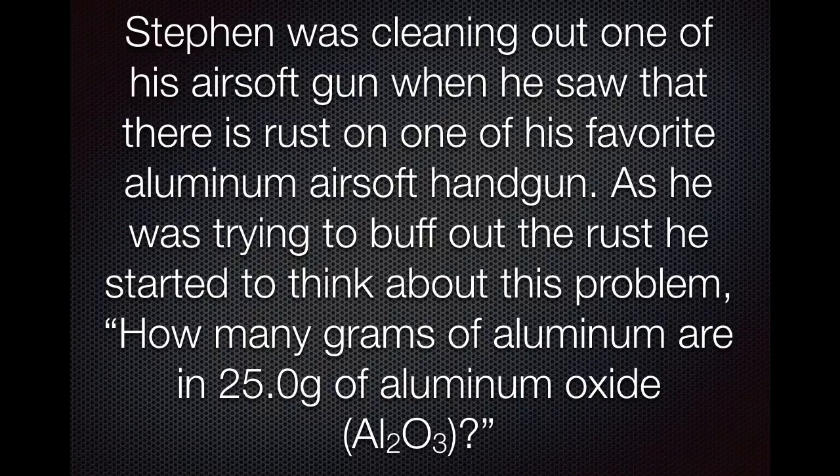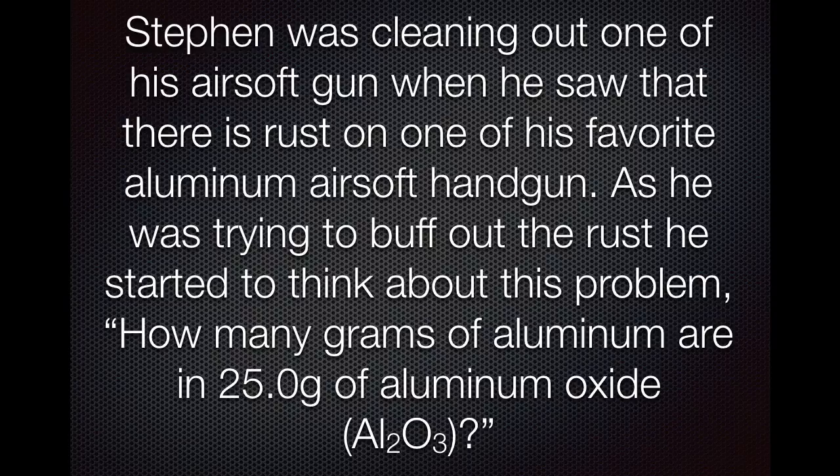So the first thing that you need to do, just like the previous problem that we did, is find the percent composition of the aluminum in that aluminum oxide compound. So how do we do that? Well, you're not given any mass, so that means you need to look at your periodic table and find out the mass of the components that you have.